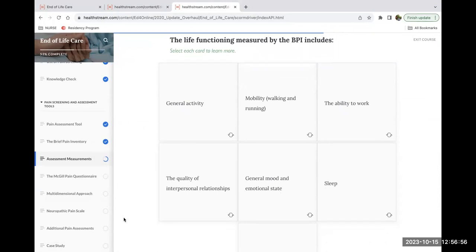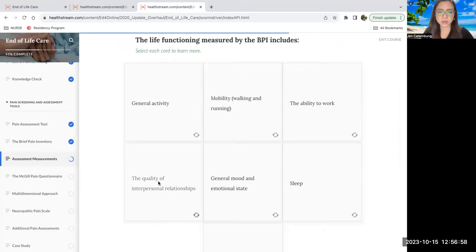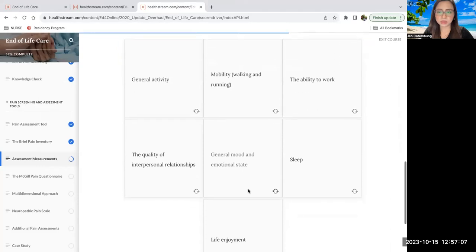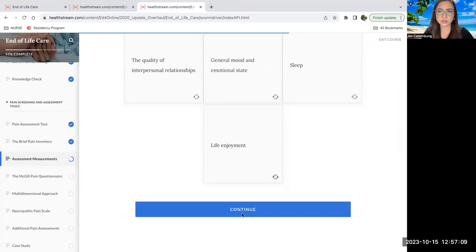the quality of interpersonal relationships, general mood and emotional state, sleep, and life enjoyment.